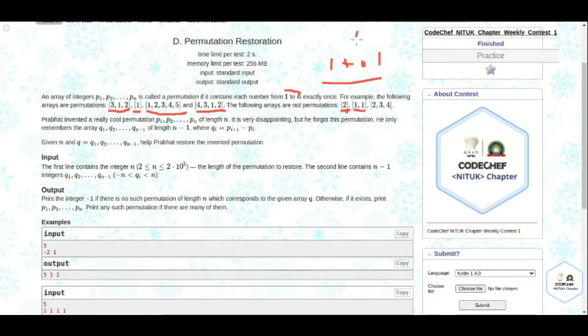And here the length is 2, so the numbers should be 1 and 2. But here, first of all, 1 is repeating, and 2 is not there. And here the length is 3, so the numbers should lie between 1 and 3. But here 1 is missing and 4 is there, but it should not be there. So it is not a permutation.